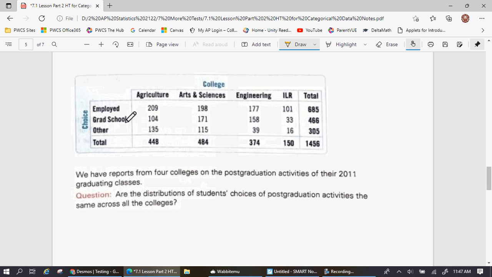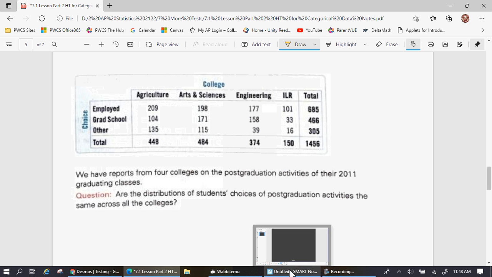Do they get a job? Do they attend grad school, or do they have some other thing they're doing, like maybe they're taking a year off, or, I don't know, becoming an intern somewhere, something like that. So each of these cells represents the number of students that fit two things: agriculture college, who are going to get a job, so on and so forth. This is something we've looked at a long time ago, but we've worked with these before.